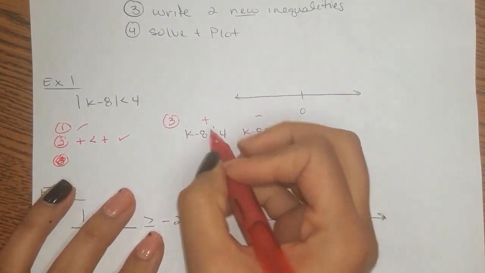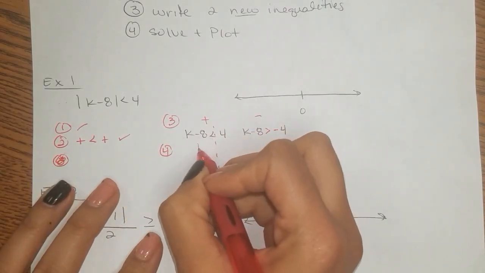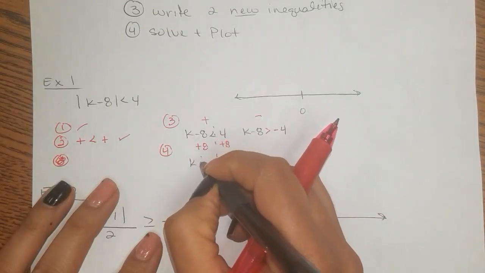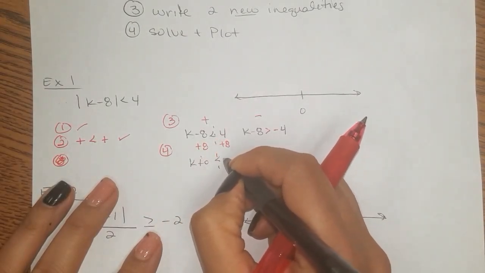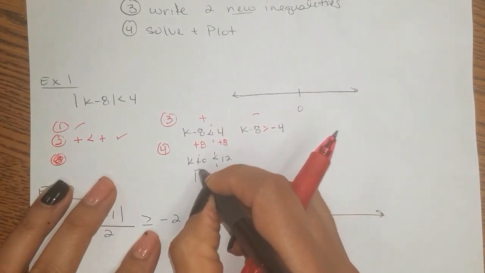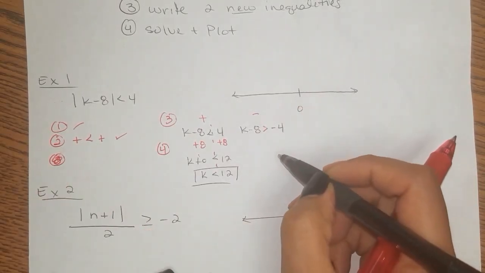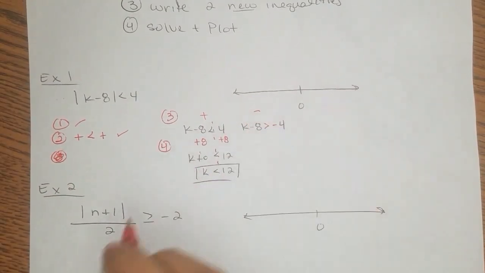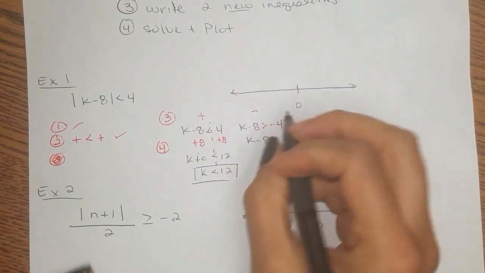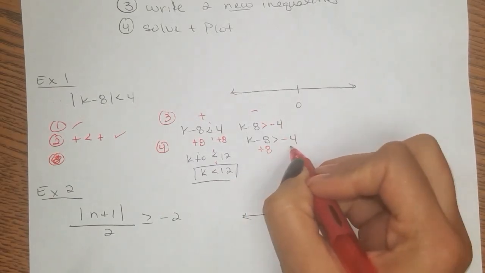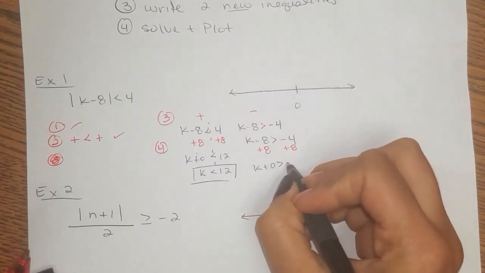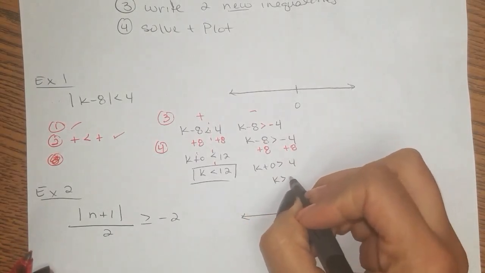Okay, so here, if we're going to solve this, for step 4, we're going to add 8 to each side so that you have k plus 0 is less than 12. So then you have k less than 12. Okay, so that's one of your solutions. And then you have to solve over here. Let me rewrite this so it looks better. So then we have k minus 8 is greater than negative 4. Add 8 to each side. k plus 0 is greater than positive 4. k is greater than 4.